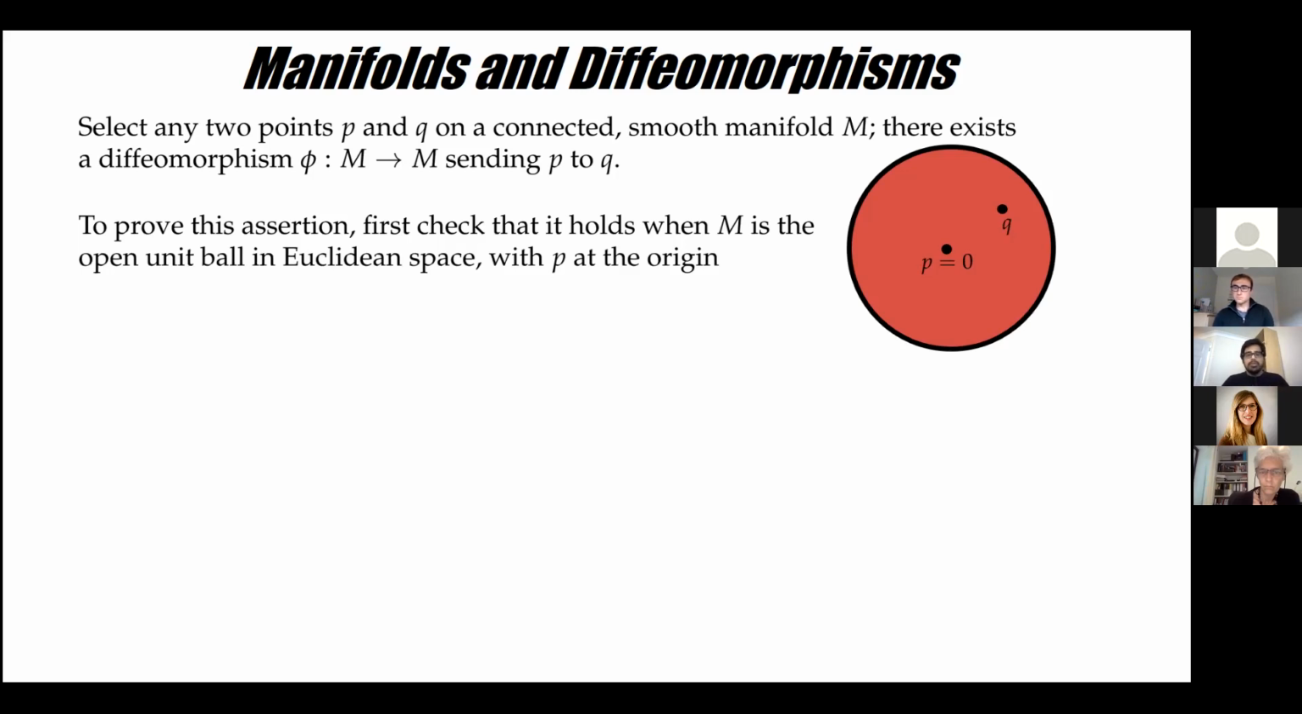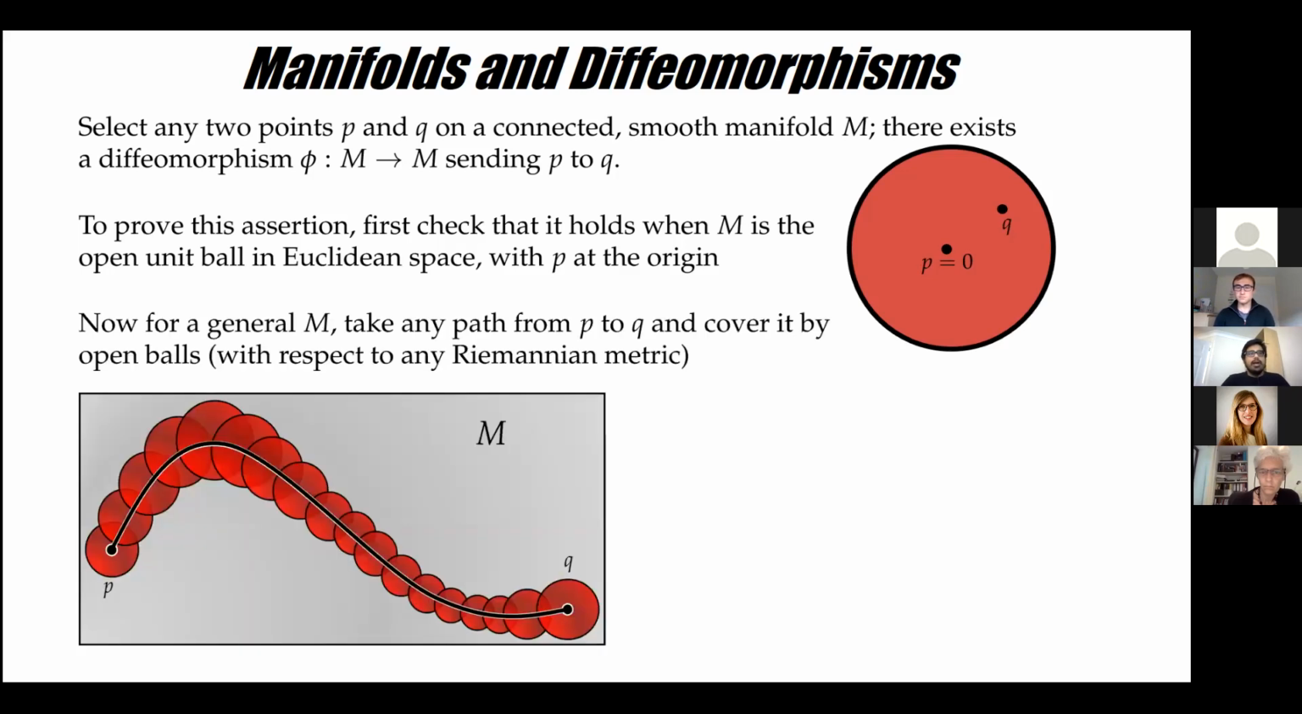You can do that because we have nice smooth bump functions. And once you've solved the problem on the disk, if you have a general manifold, you take a path from P to Q, cover it with balls. By compactness, there's going to be a finite subcover, and then you solve this problem in all the little balls to get from the beginning to the end.